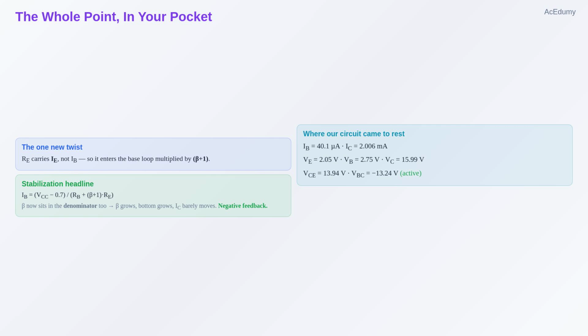Our circuit came to rest at a comfortable, stable point, 40 microamps, 2 milliamps, and a collector-emitter voltage of about 14 volts. Next time we push the idea one step further with the voltage bias, the configuration real designs actually use. See you there.